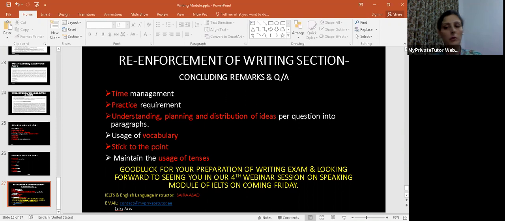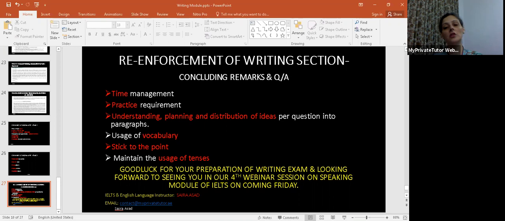Two tasks in both Academic and General Training. Task 1, 20 minutes; Task 2, 40 minutes; altogether 60 minutes for the paper. Practice is required before going for the examination. You should be prepared well with your vocabulary, use your grammar correctly, and be very creative. You should go with a creative mind to tackle those questions.